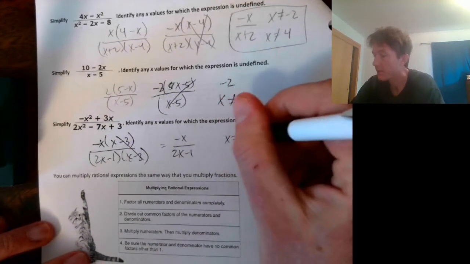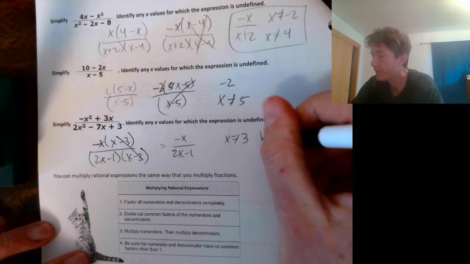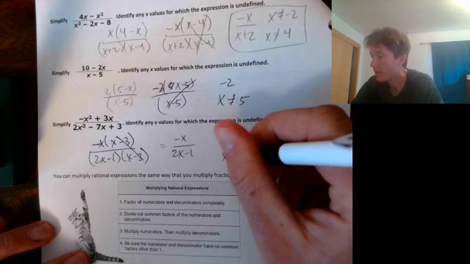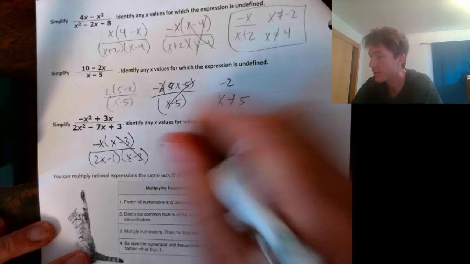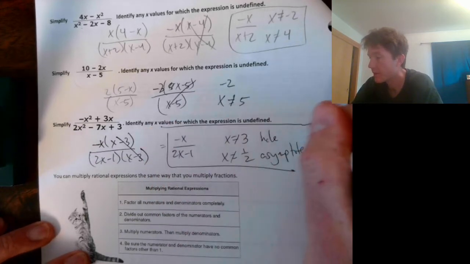X can't equal 3, that's a hole. X can't equal 1/2, that's an asymptote. Here's your answer.